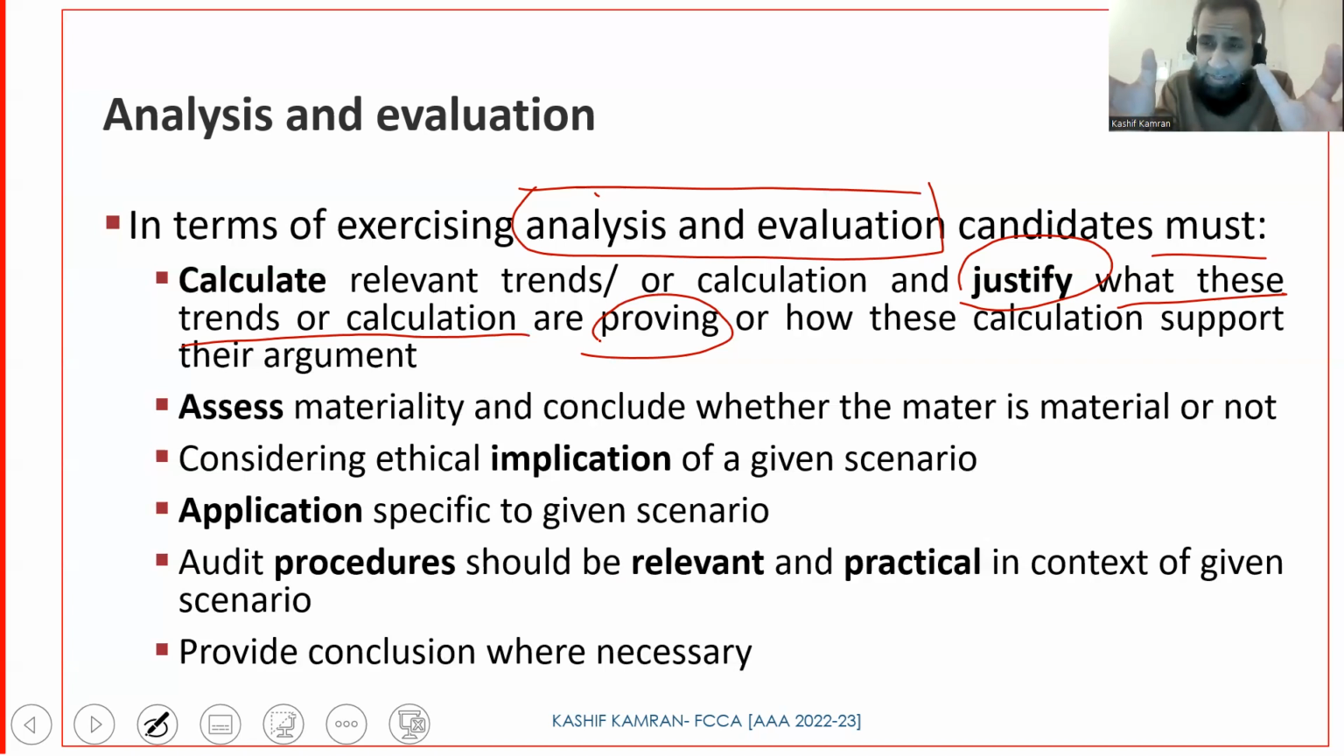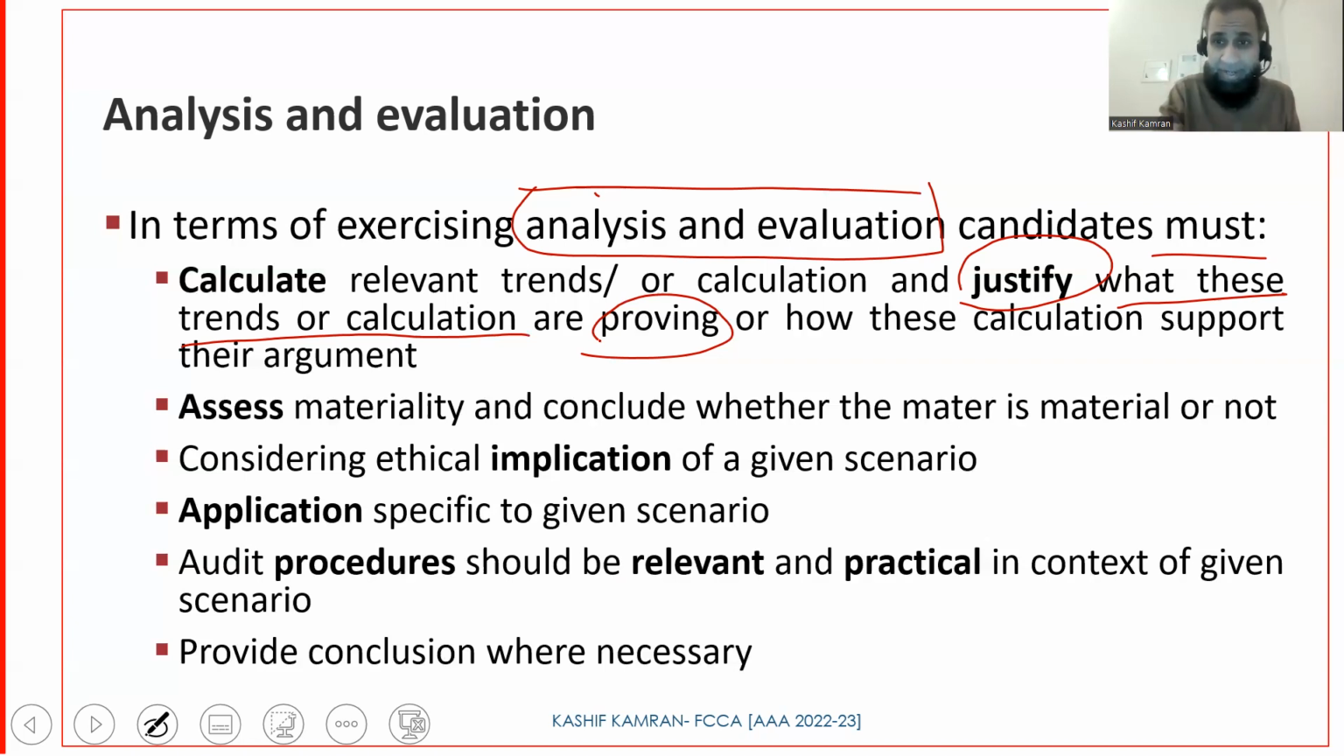You need to calculate the material misstatement sometimes. There is available data. From that available data, you calculate that this is the material misstatement. This is the adjustment which is to be incorporated in the financial statement. So at times you need to do the calculations even in a reporting question. So wherever possible in the AAA paper, you need to calculate the relevant trends, ratios, calculations.